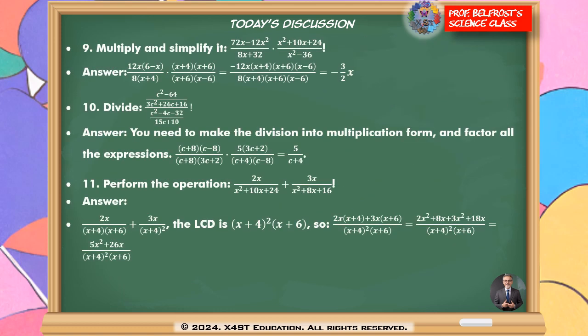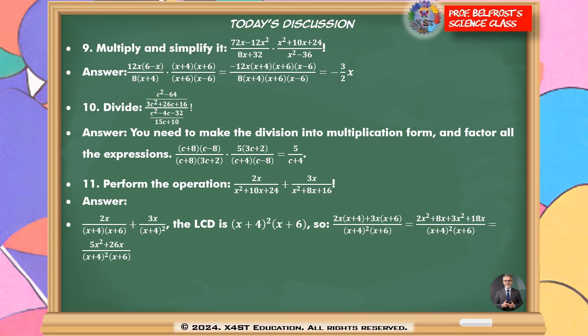Number 9, multiply and simplify this expression. Okay, so to simplify it, actually you need to factor it. The numerator of the expression on the left can be factored as 12x times 6 minus x, and the denominator can be factored as 6 times x plus 4. For the one on the right, the upper part can be factored as x plus 4, x plus 6, and for the lower part, the denominator, it can be factored as x plus 6, x minus 6.